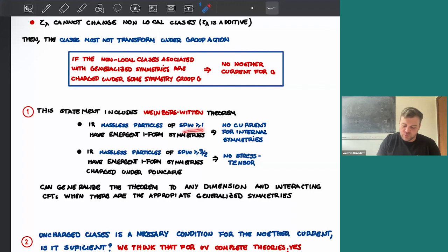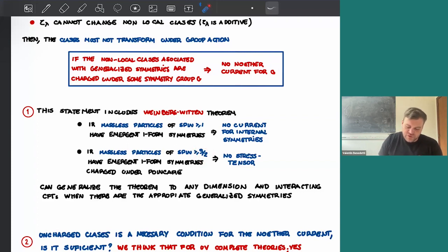of spin equal or greater than 1 have emergent one-form symmetries, which implies that there cannot be a current for internal symmetries in the case of spin 1 onward. And also we know that IR massless particles of spin greater or equal than 3/2 have emergent one-form symmetries that are charged under the Poincare group. This is the example of the graviton I talked about before, and it can also be applied to higher spin fields and fermionic higher spin fields.